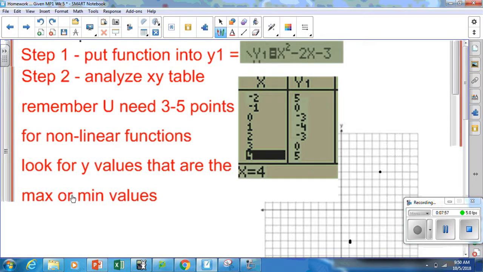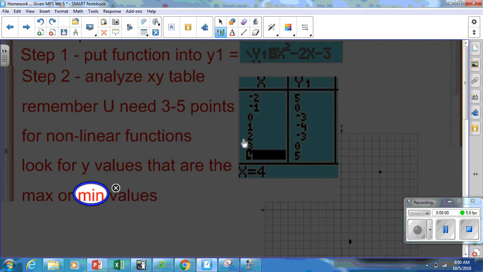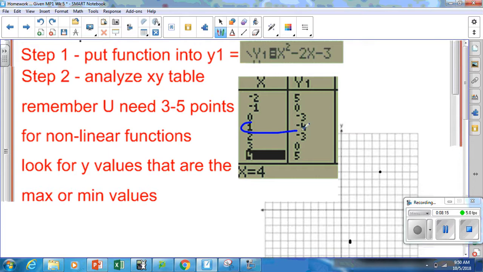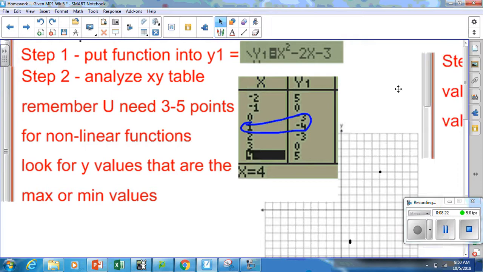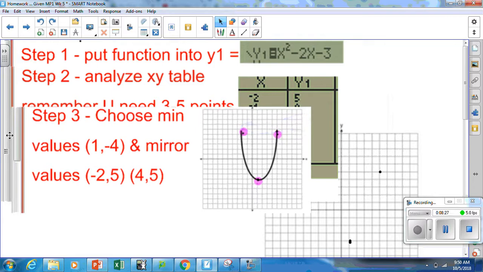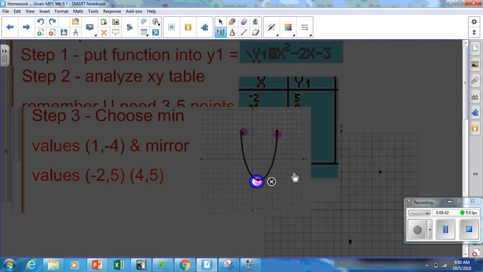So in this case, we have a minimum value that we're looking at, and specifically this minimum value is where our y's are the smallest. Here we see a -4. -4 would be our smallest y value. So the coordinate that we would identify for that would be 1, -4. Finally, consider step 3. We're going to choose a minimum value of 1, -4, and we're also going to choose mirror values of -2, 5 and 4, 5.